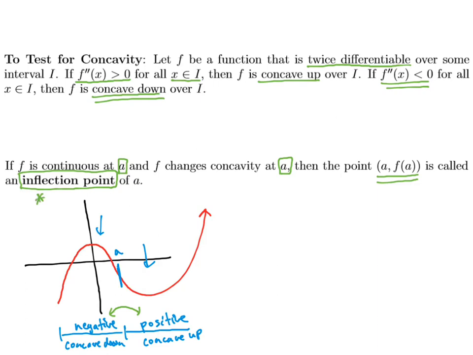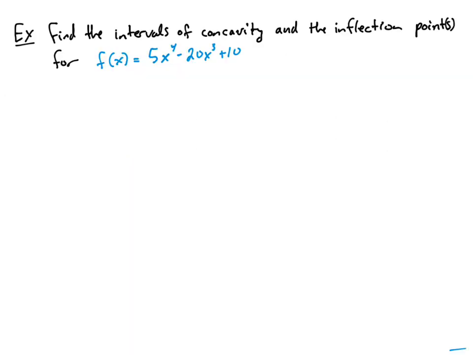Okay, so let's look at one or two examples that can help illustrate this. So our first example says to find the intervals of concavity and the inflection points for the function f of x equals 5x to the fourth minus 20x cubed plus 10. So what we want to do is find the second derivative for this function. So to do that, we need to find the first derivative.